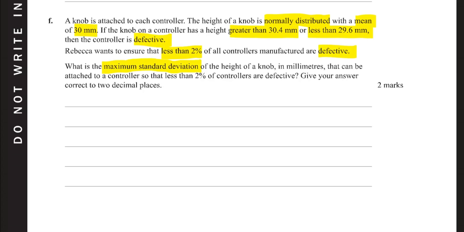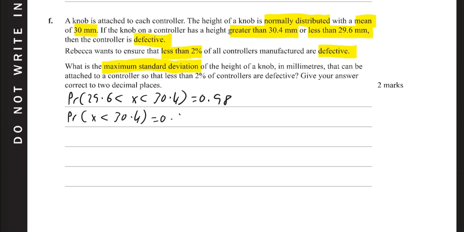All right, so we can see that Pr(29.6 less than X less than 30.4) has to be greater than 0.98 because we need less than 2% to be defective. Hence, Pr(X is less than 30.4) has to equal 0.99. Now we can do this. Pr(Z is less than a) is equal to 0.99.